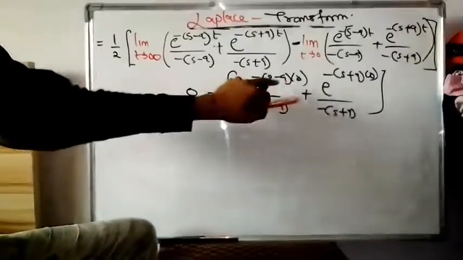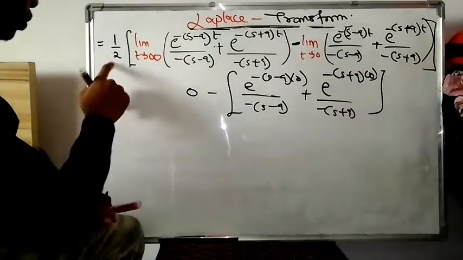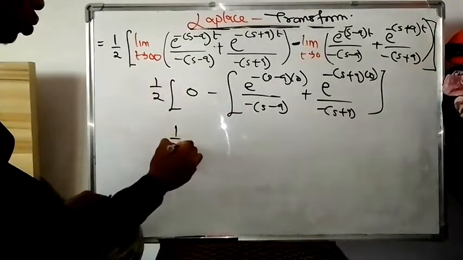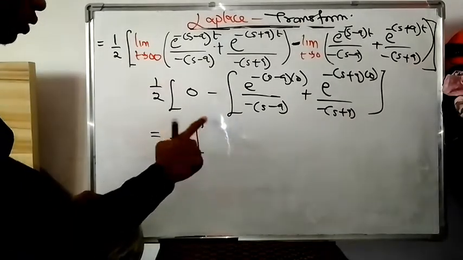So 0 times minus s plus a is eventually 0, so exponential of 0 is 1, right? Don't forget this is my fraction here. So this is 1 over 2, open bracket, 0 minus, so you'll be having 1 over 2, right?